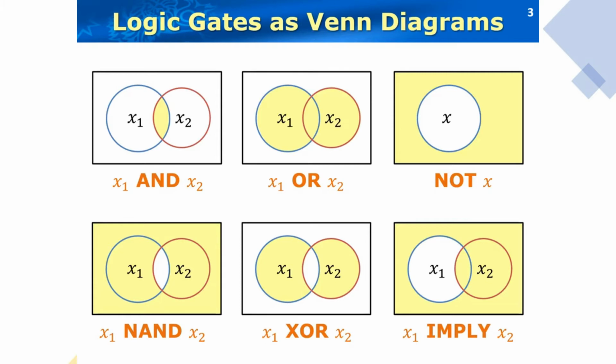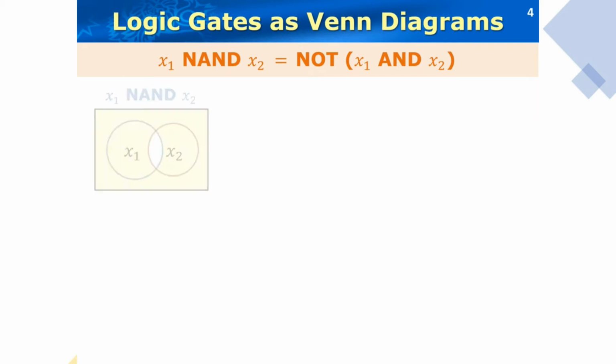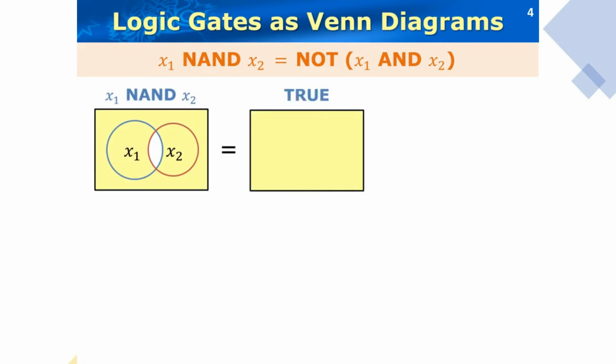In particular, the following two expressions are worth noticing, which will be useful to our further discussion. The first expression is x1 NAND x2, which is equal to NOT of x1 AND x2. Based on the Venn diagram of the NAND gate, this expression follows immediately from the fact that the yellow region of the NAND gate is equal to the universe set minus the intersection of x1 and x2.